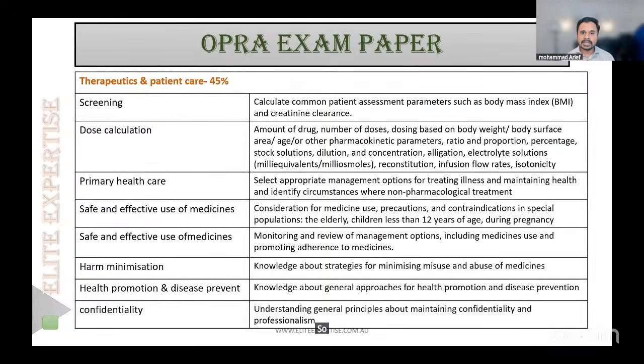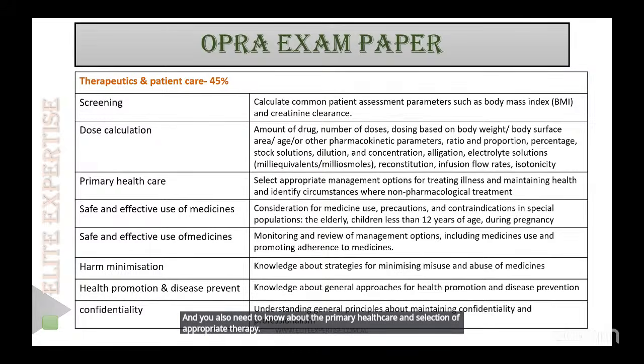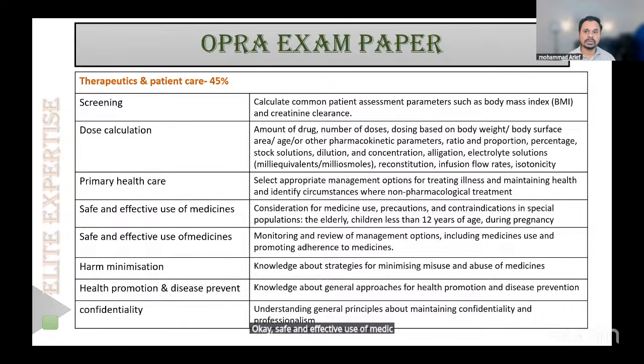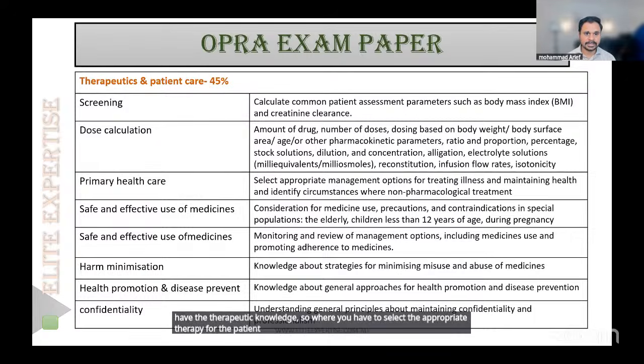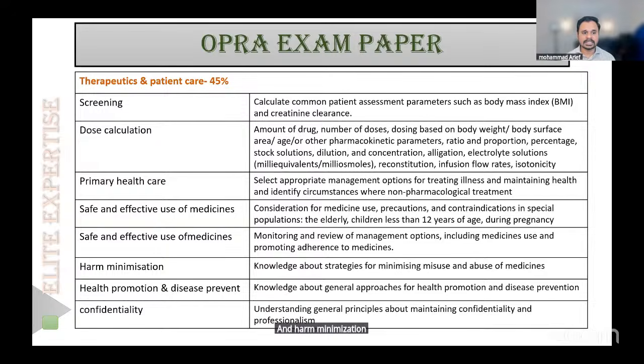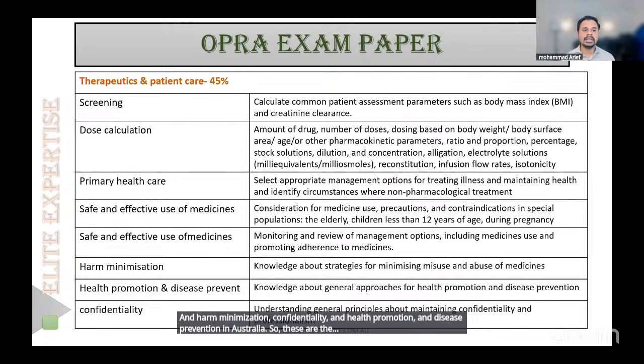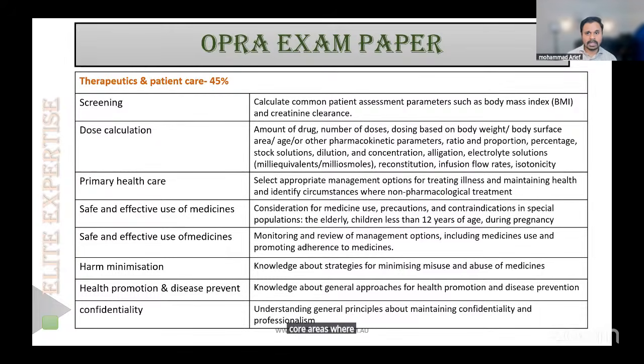In therapeutics, you need to know about therapeutic-based calculations. You also need to know about primary healthcare and selection of appropriate therapy. Safe and effective use of medication means you have to have the therapeutic knowledge, so you have to select the appropriate therapy and medication for the patient, and know harm minimization, confidentiality, and health promotion and disease prevention in Australia. So these are the core areas where you will get questions.